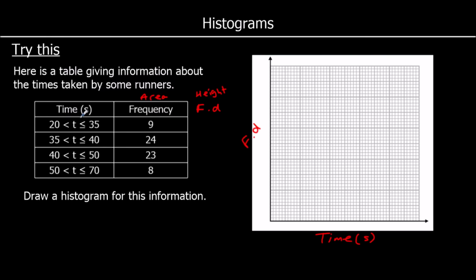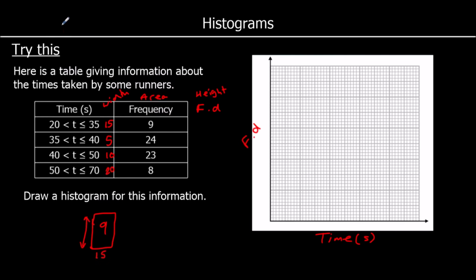And the width is going to be the difference between the group. So 20 to 35 is 15 wide. 35 to 40 is 5 wide. 40 to 50 is 10 wide, and 50 to 70 is 20 wide. So we're going to calculate the frequency density, the height of the bar. You can think of this like a rectangle. For the first one, you've got an area of 9, a width of 15, and you're working out the height.